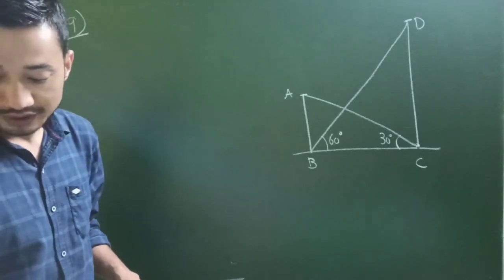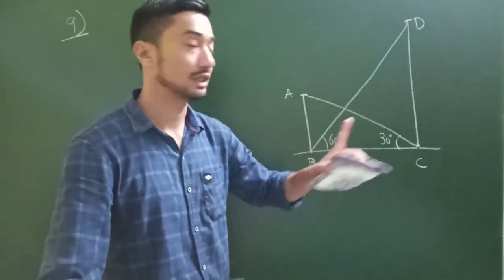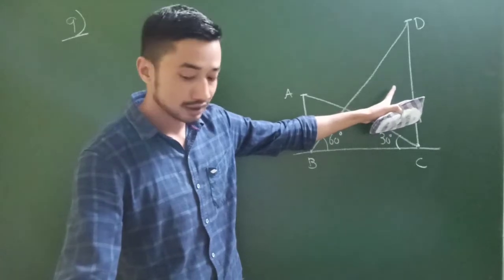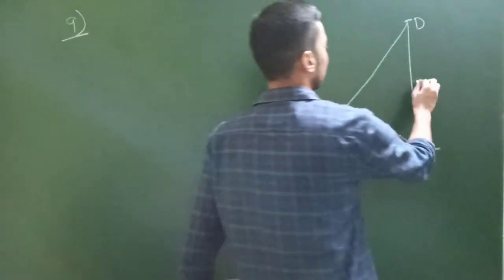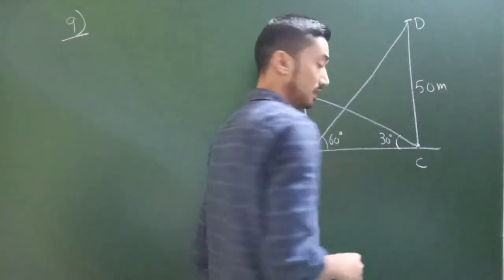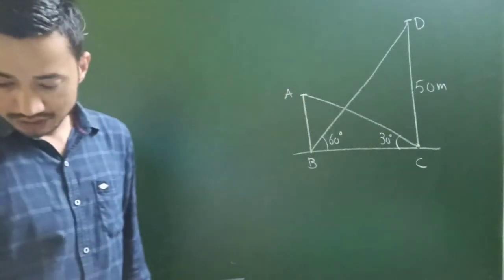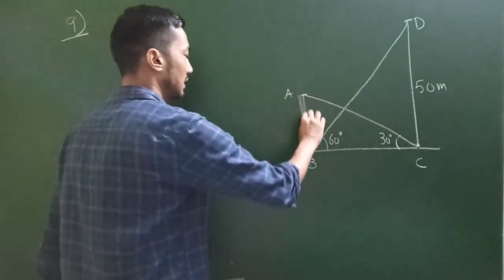Chalo. If the tower, which one is the tower? Always the taller one. If the tower is 50 meter high, okay, no problem. What is the height of the building? So we have to find out the height of the building.